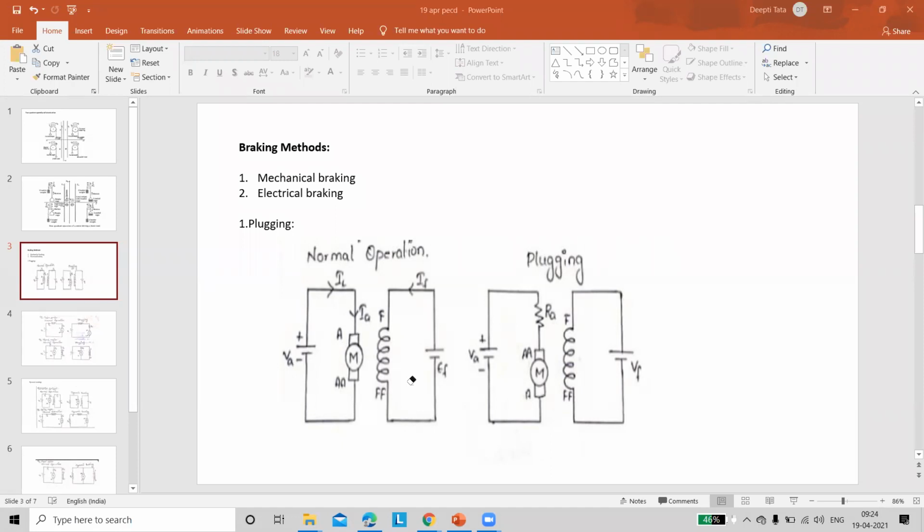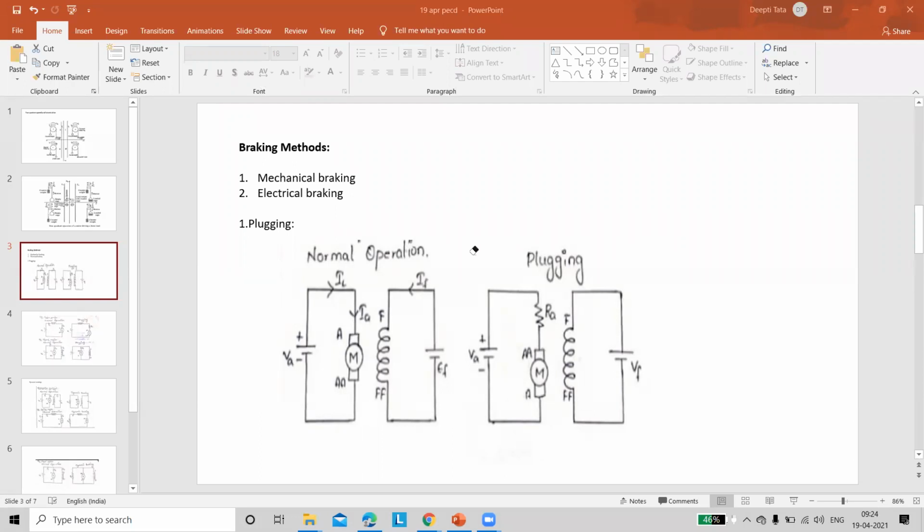For our reference only, here I am placing two diagrams. One is normal operation of the base system, and the second one is operation of the braking method by using plugging for the same system. What is the major difference between these two systems? Can anyone find the difference or not?